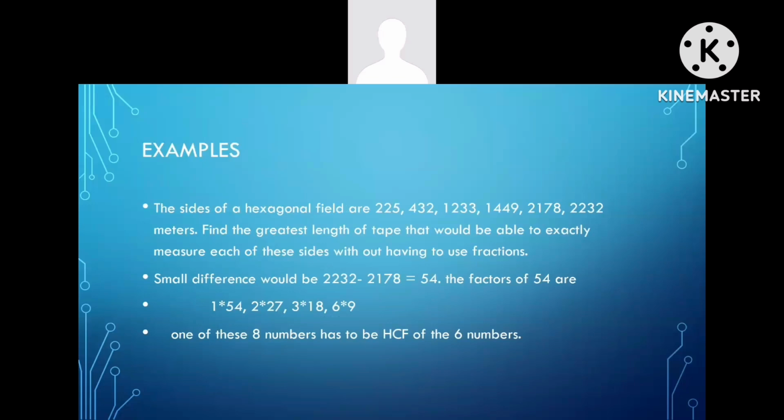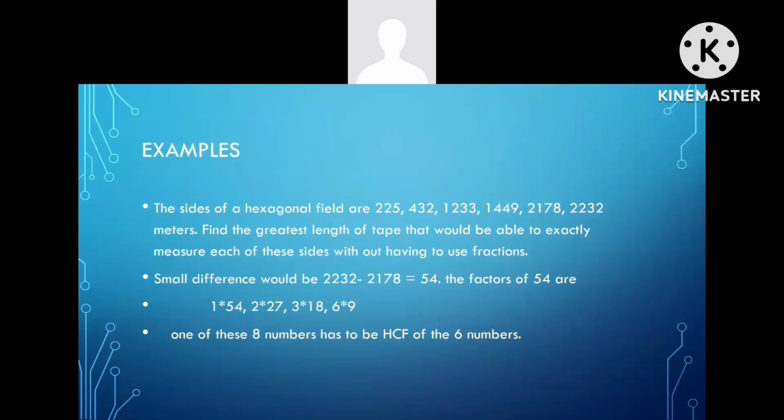Let's discuss another example. The sides of a hexagonal field are 225, 432, 1233, 1449, 2178 and 2232 meters. Find the greatest length of tape that would be able to exactly measure each of these sides without having to use fractions. The smallest difference would be 2232 minus 2178 equals 54. The factors of 54 are 1 into 54, 2 into 27, 3 into 18 and 6 into 9.